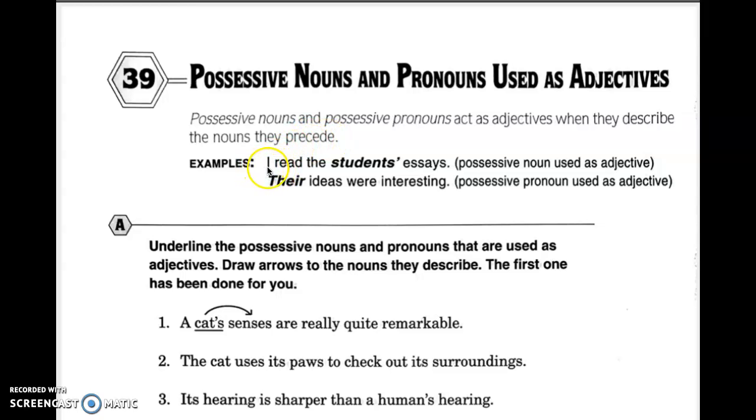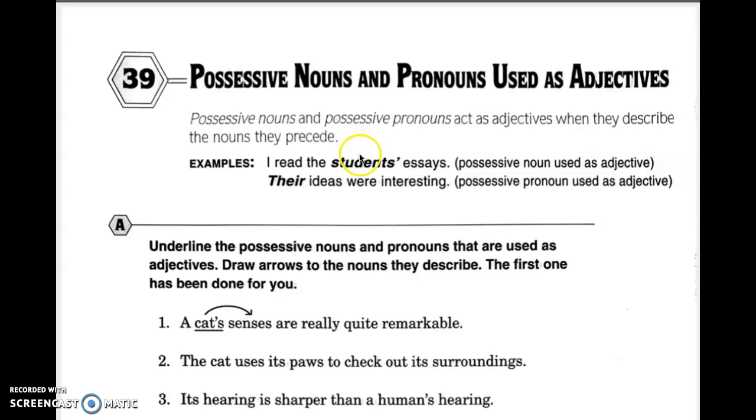So, for example, I read the students' essays. In this case, there's a possessive noun used as an adjective. The possessive noun is students. They own their essays. The essays belong to the students. The sentence could just as easily read, I read the essays. But we're going to use an adjective to make it more specific.